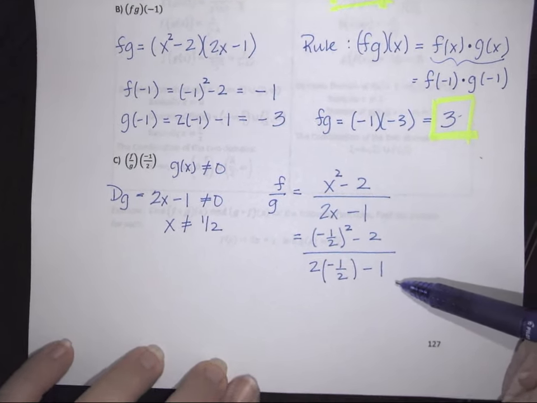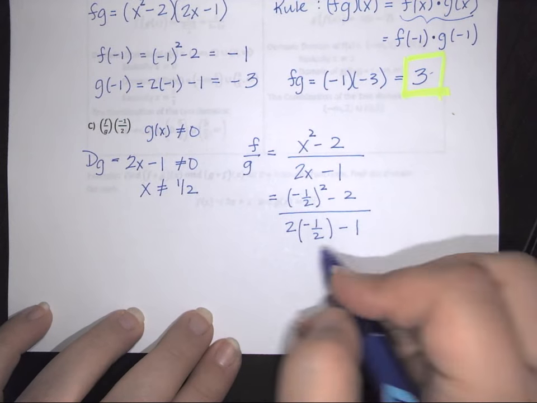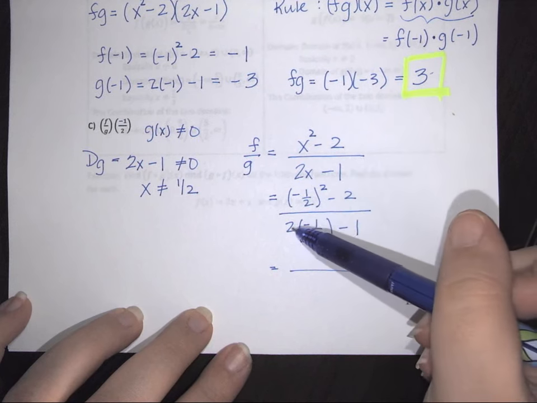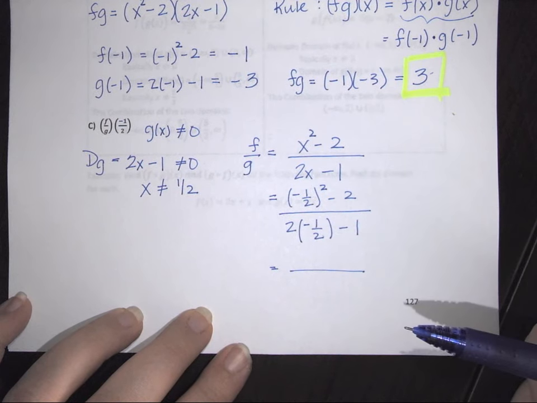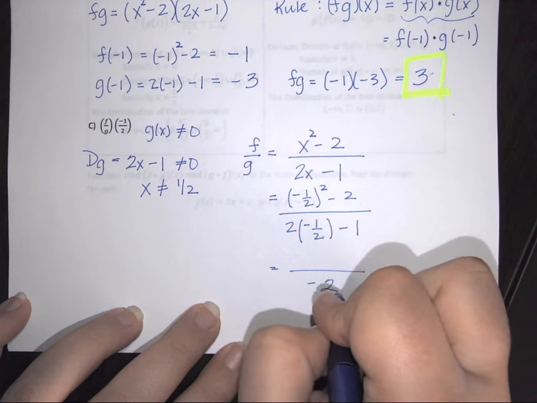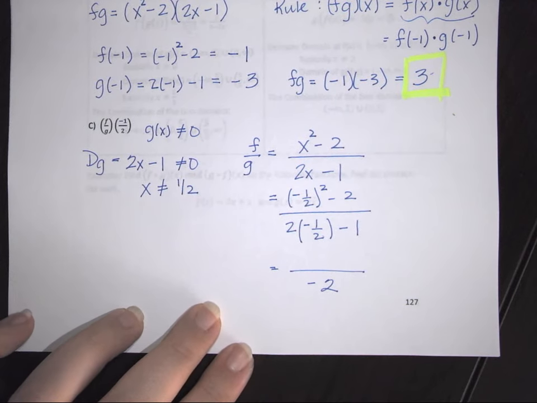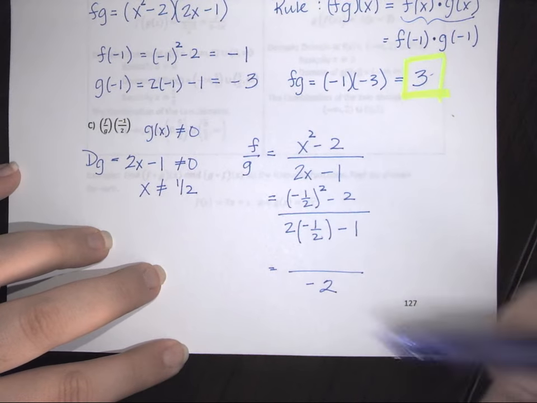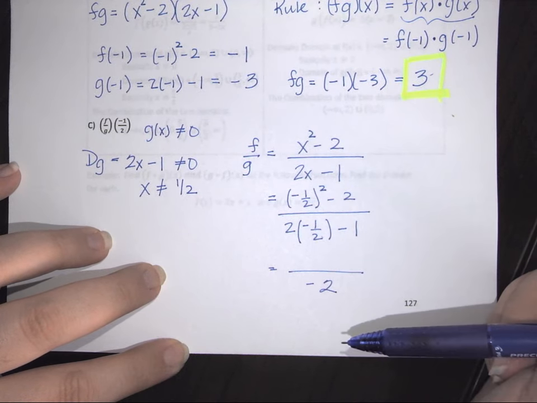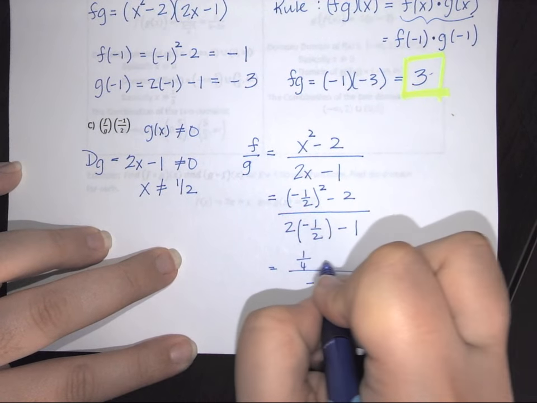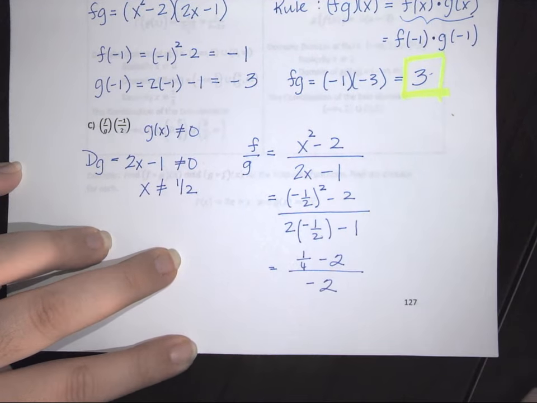If we look at the bottom, since that's the part we care the most about, we can look and see what happens here. The 2's are going to cancel, leaves me with negative 1 minus 1, which is a negative 2. That is not a 0, so we are good to go. If we look at the top, we're going to have negative 1/2 squared, which becomes a positive 1/4. So this is 1/4 minus 2.